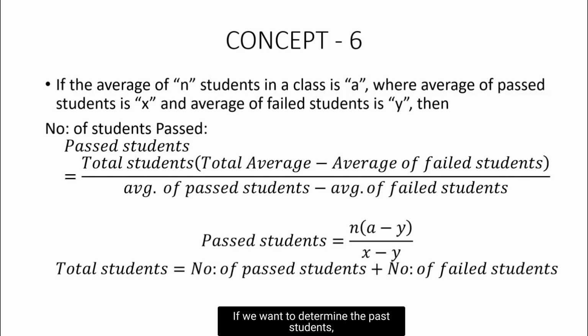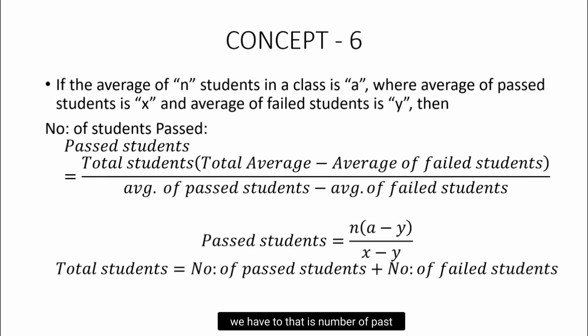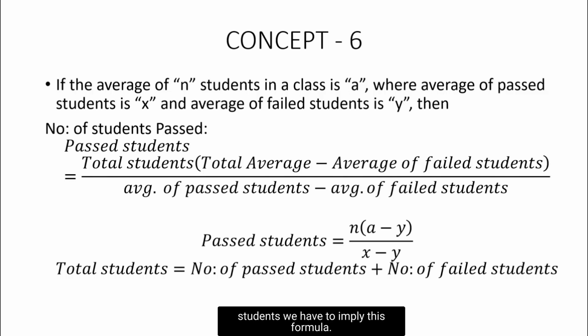If we want to determine the passed students, we have to apply this formula. This formula can be memorized, or if we find it difficult to memorize, we will have a traditional method which we will discuss in next few minutes. So once the passed students is calculated, we know the total number of students as n. Therefore, subtracting passed students from total number of students will give the failed students. So using this concept, we can calculate both the number of passed students and the number of failed students.